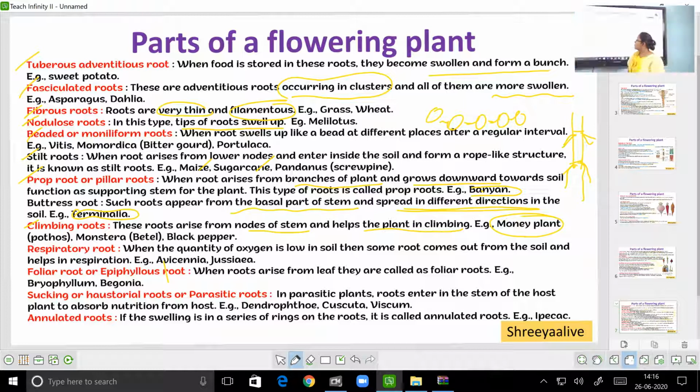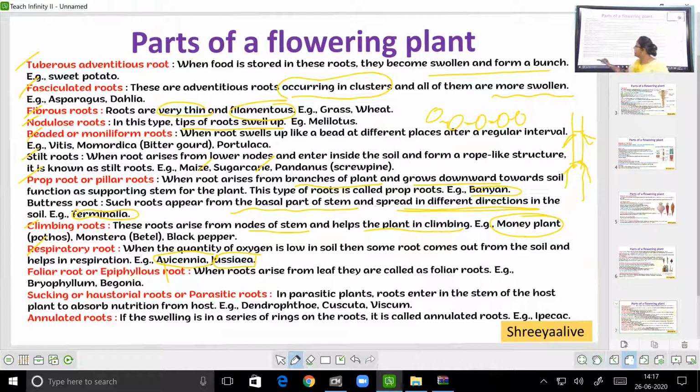Next is respiratory root. What is the meaning of respiratory? They always help in the exchange of gases. Main purpose is to exchange the gases. Whenever the quantity of oxygen is very low, some roots come out from the soil and help in respiration. Example, Avicennia and Jussiaea. Jussiaea is a plant which grows in water, a hydrophyte. Avicennia is a plant which grows wherever the soil is rich in salt content.